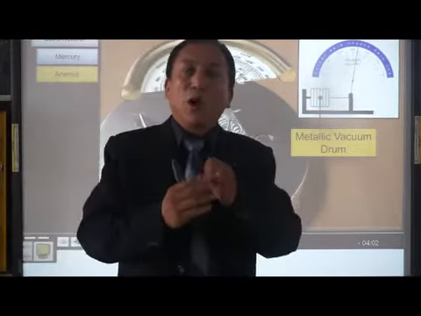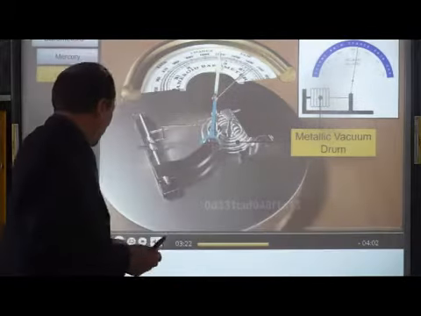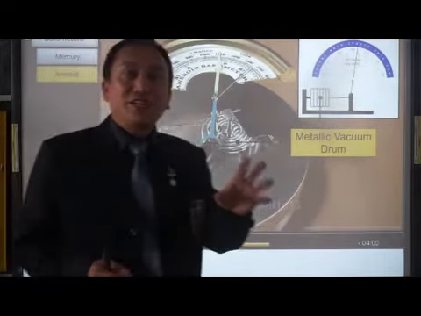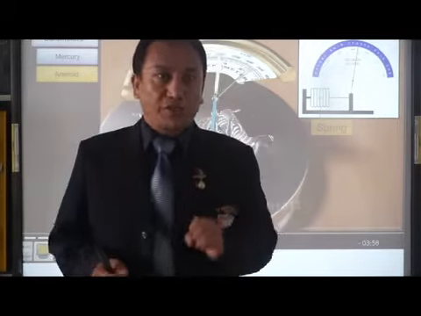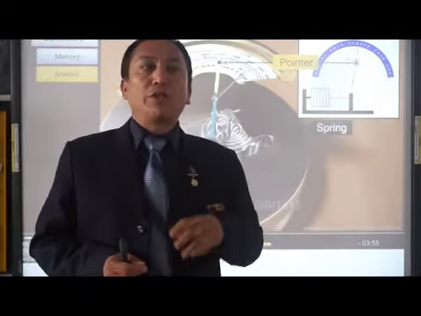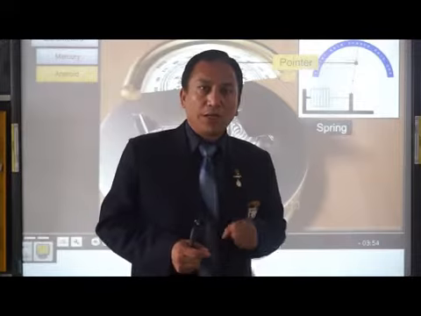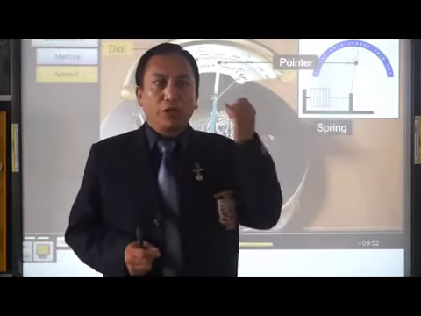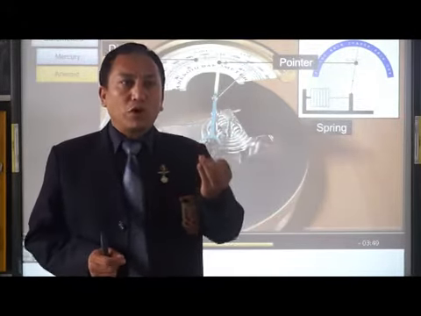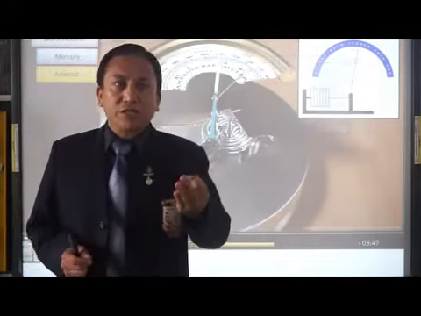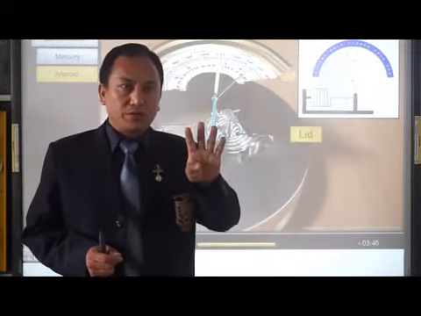Now, as I told you, what is atmospheric pressure? Atmospheric pressure is the force exerted by the column of the air on the Earth's surface. It is measured by an instrument called the barometer. Now, there are different types of barometer. We have the Mercury barometer, the aneroid barometer, the altimeter, and the Fortin barometer.